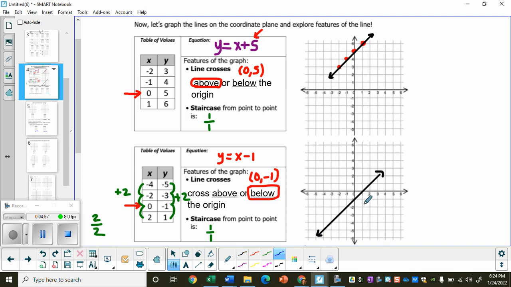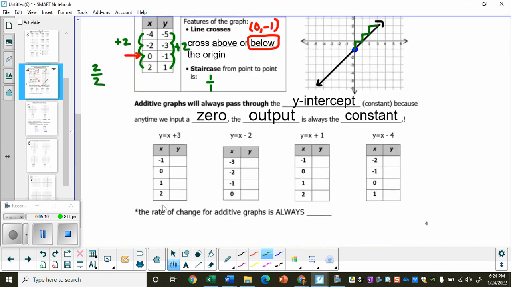And I'm just going to point out that if you know that the equation has a -1, you can start right here and then just use your staircase to build all these other points. That's going to be the shortcut where we don't need these table of values anymore. Okay. All right, so let's just kind of fill in some notes here.